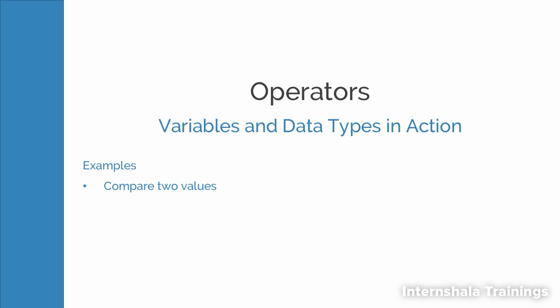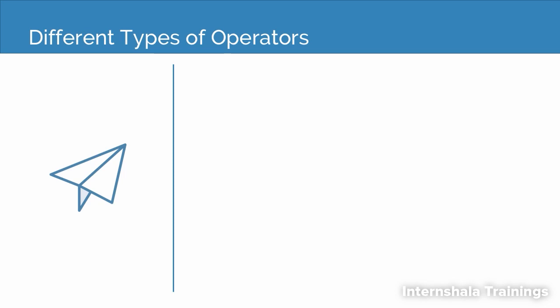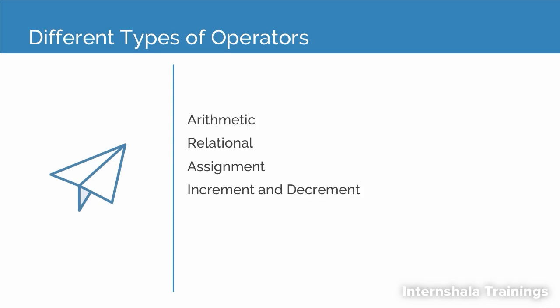And another simple example, we can take the mathematical operation, that is, how can we add, multiply and divide two values stored inside the variable. So all these basic operations we can do with the help of operators in Java. Now there are various types of operators in Java. For example, we have arithmetic, relational, assignment, increment and decrement operators, logical, and at last we have the ternary operator.